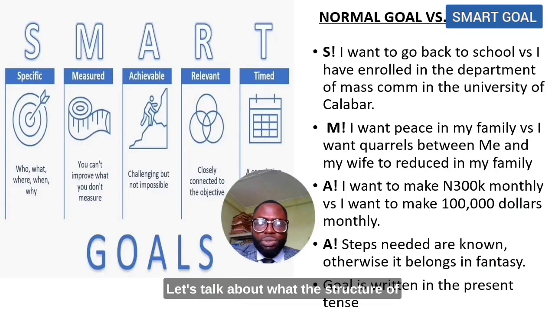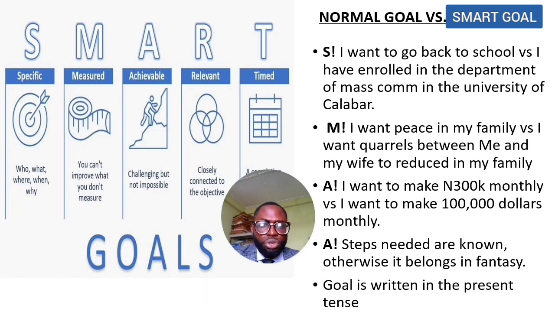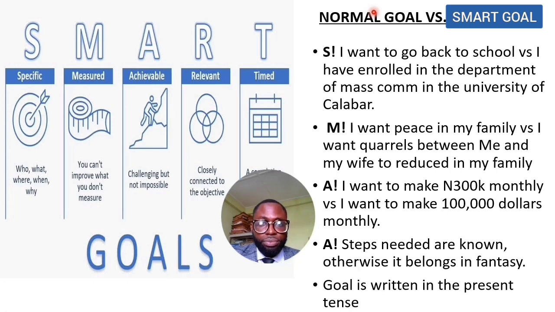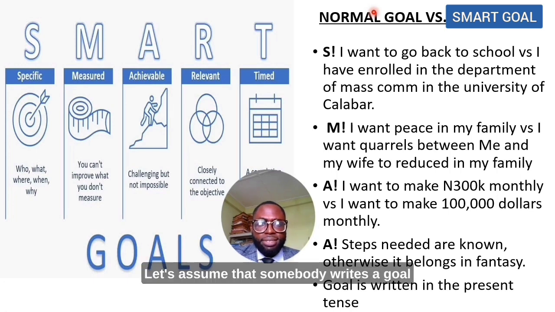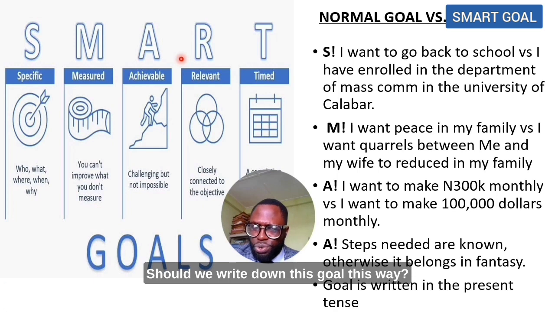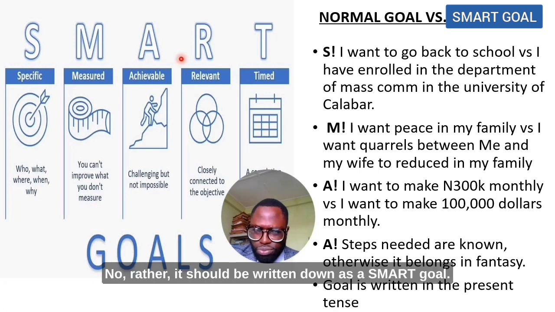So let's talk about what the structure of a written down goal should look like. The structure follows the SMART format. SMART: S is specific, M is measurable, A is achievable or attainable, R is relevant, and T is time bound. Let's assume that somebody writes a goal: I want to go back to school. Should we write down this goal this way? No. Rather, it should be written down as a SMART goal.